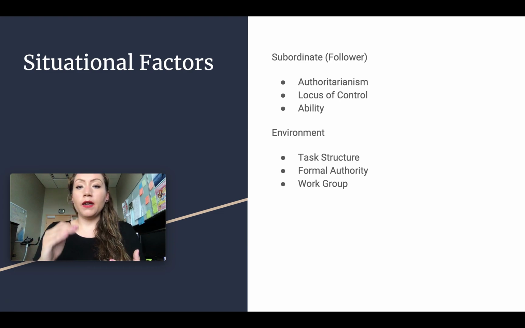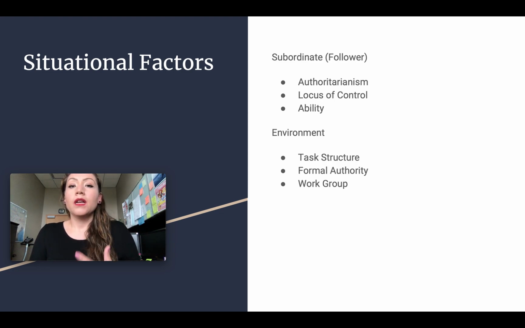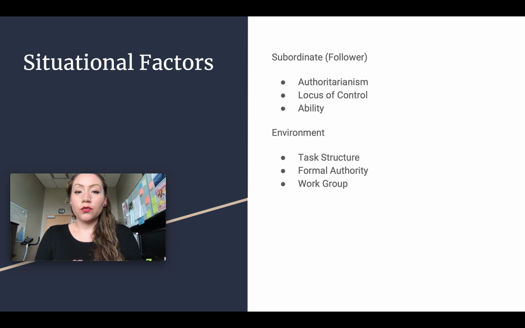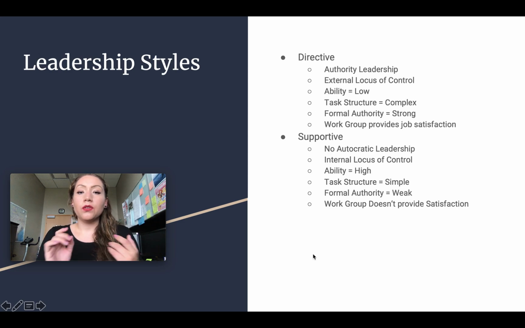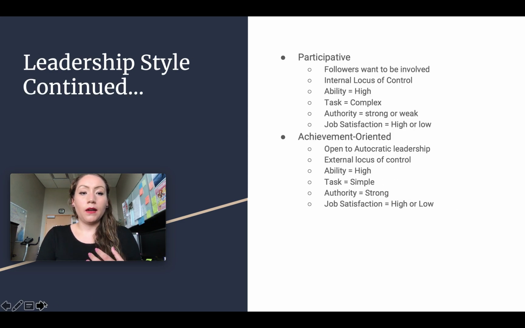They have three types of characteristics: authoritarianism, locus of control, and ability. The ability is the extent to which they can perform the task, and the locus of control is how the employee or leader would work. And then for the environment, we have task structure, formal authority, and the work group. The leadership styles are directive, supportive, participative, and achievement oriented.